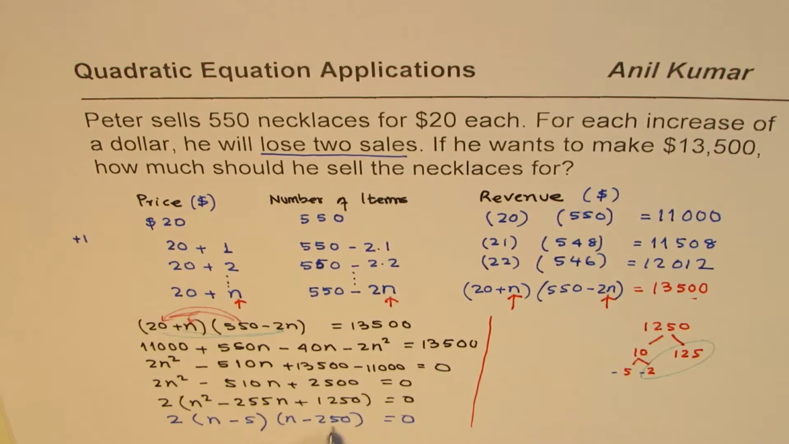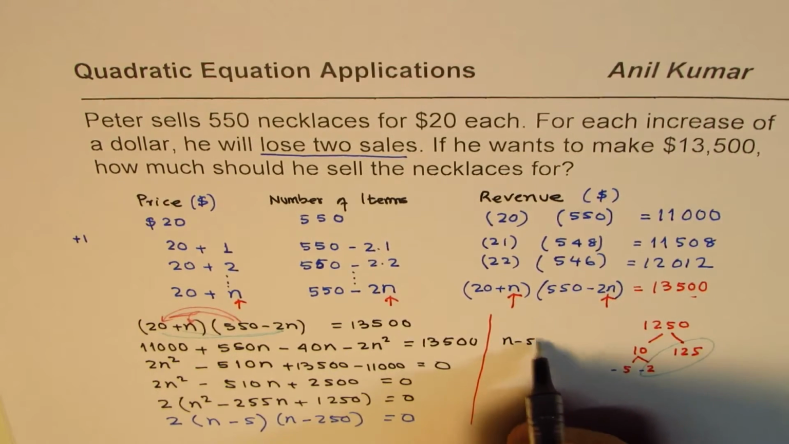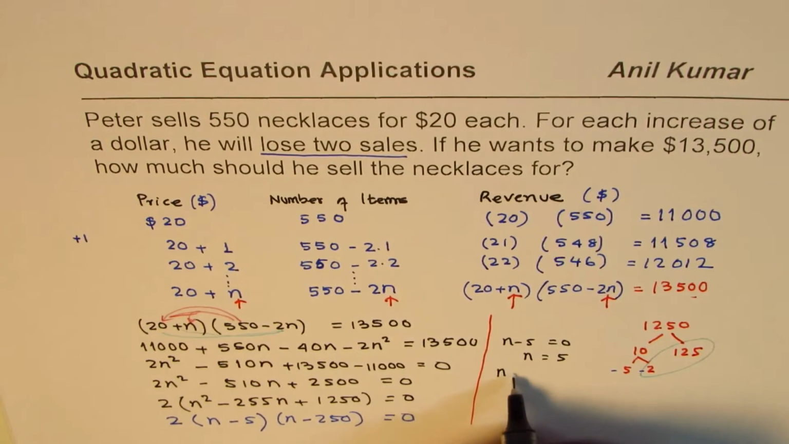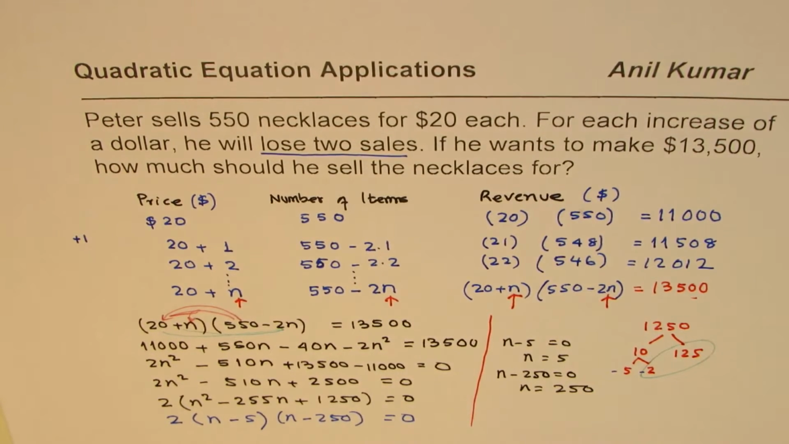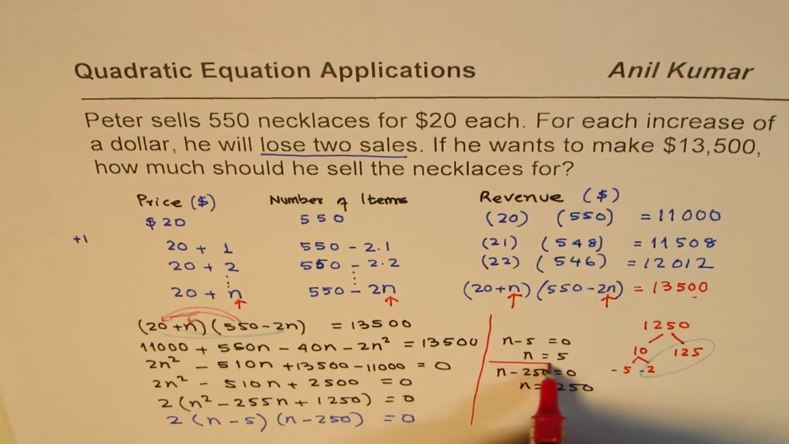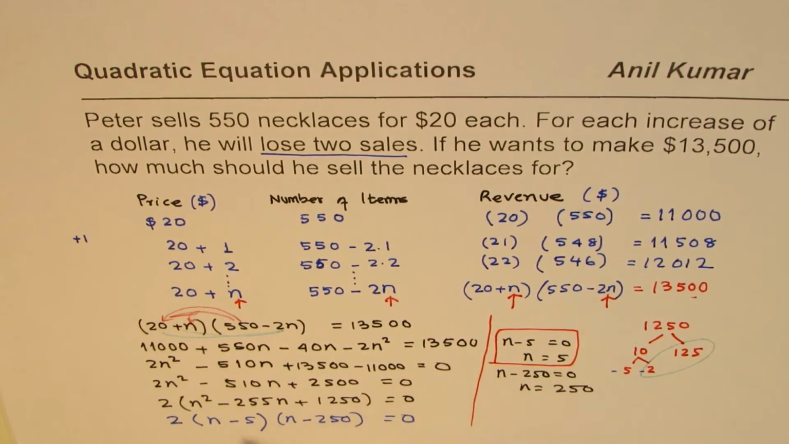Now when is this equation true? This equation is true for 2 values. One, we could have n minus 5 equals 0. That gives n as 5. Or we could have n minus 250 equals 0. That gives n equals 250. Correct? So these are the 2 possible solutions. Well, we may not increase it so high. Possibility is there, right? But this is not practical. So we'll stick with this solution of n equals 5.